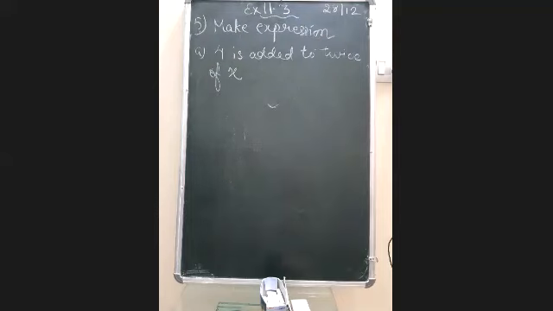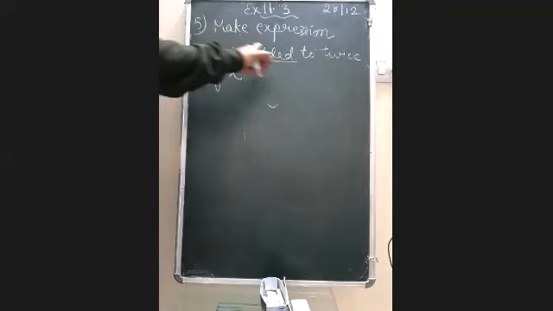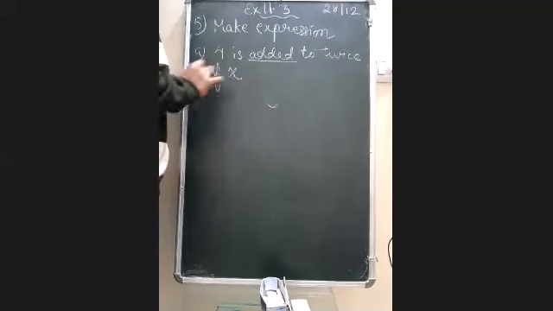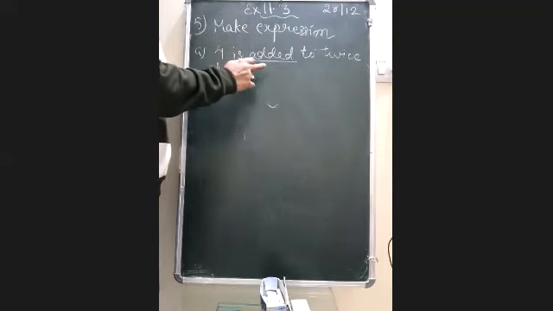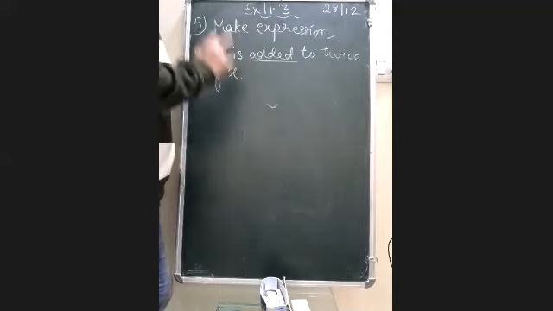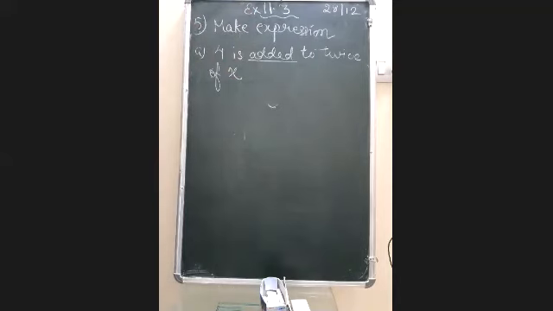For example, if you see, it is telling that 4 is added. So added means you are talking about addition. Then if you move ahead, you are observing that it is written here twice of x. Of x means you are talking about the sign of multiply. It means in one line only you can see that we have two operations, addition and multiplication as well.